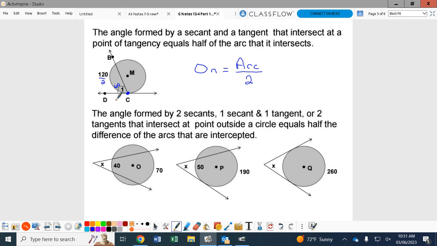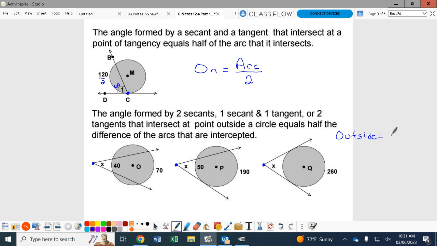Now, the other new one is going to be when you deal with the intersection point outside the circle. Guys, you have to be able to decide. They're going to be all mixed up on the test, and you've got to know. This is the thing you've got to know. Where do they intersect? These 3 all intersect outside of the circle. And when they intersect outside of the circle, there is a different rule.